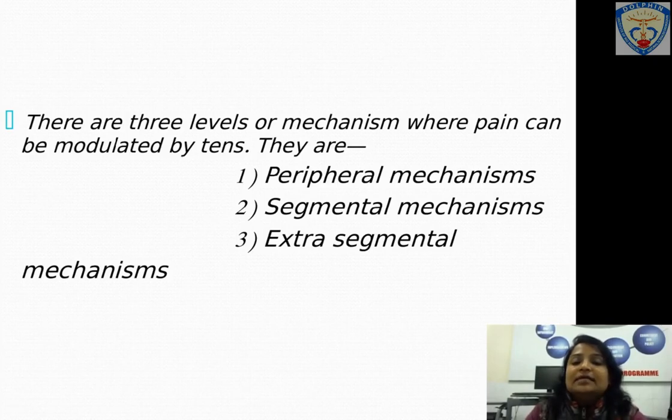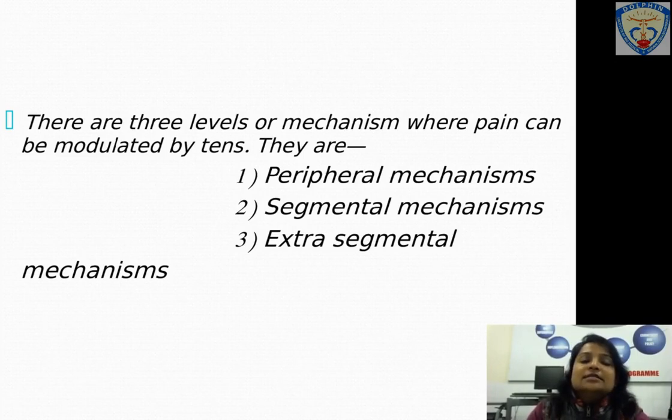Means pain is controlled at the peripheral level. Another one is the segmental mechanism. It may happen that some of the pain stimulus has crossed the peripheral level and reaches the segmental level. Segmental means they have reached the spinal cord. If they have reached the spinal cord, then we have to control the pain at the spinal cord level. Then we call it the segmental mechanism.